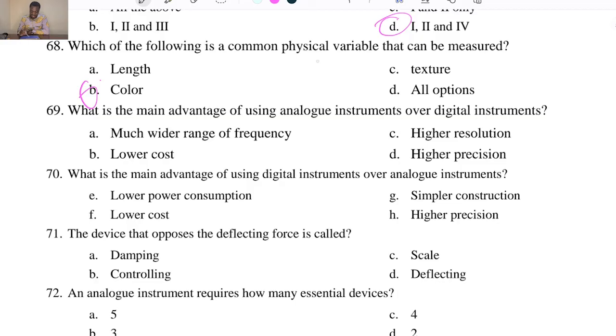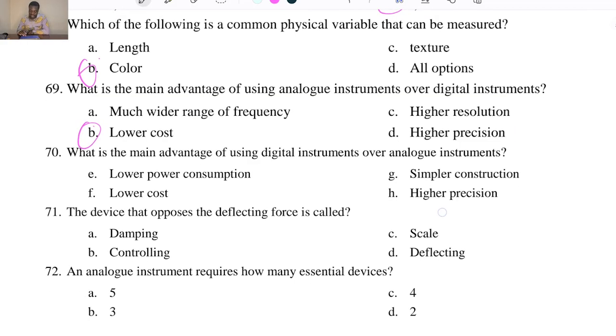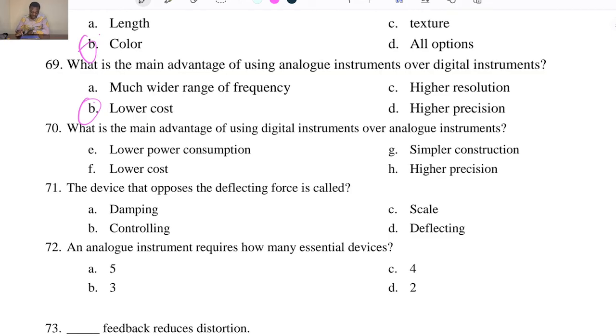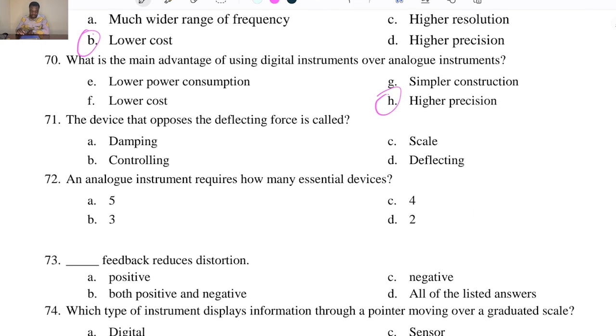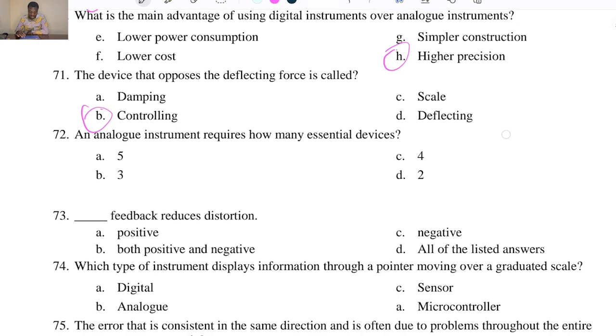What is the main advantage of using an analog instrument over digital? The main reason is the cost. Analog instruments tend to cost less. What is the main advantage of using a digital instrument over analog? Because of high precision. Question 71. The device that opposes the deflecting force is called the controlling device. This is also a repeated past question.